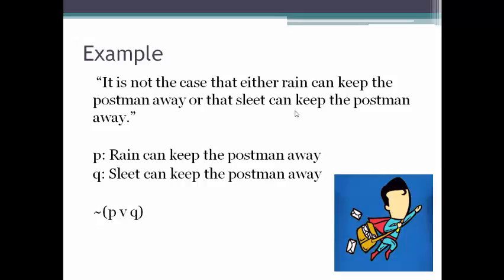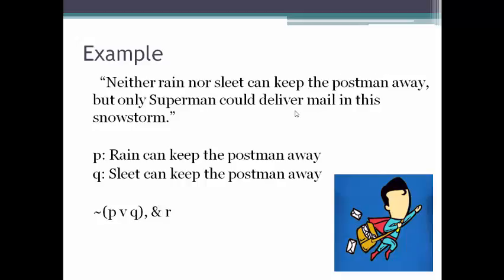Okay, so now that we've got this first part of the sentence done, we've really done the hard work already. Now we add back in, but only Superman can deliver mail in this snowstorm. And with that being R, we just add and R onto the end. So this here is the appropriate way to turn this sentence into symbols.